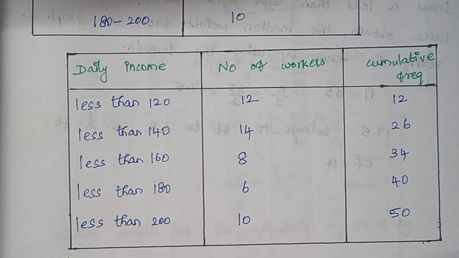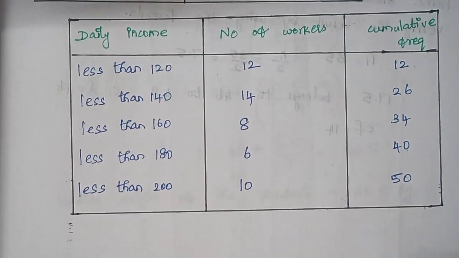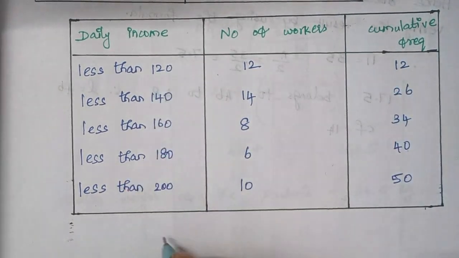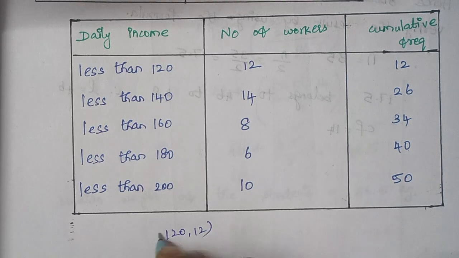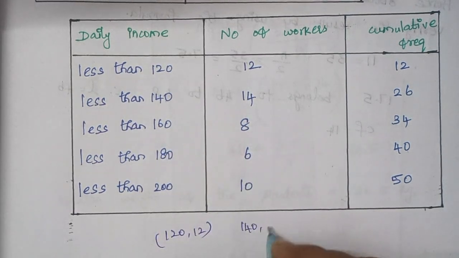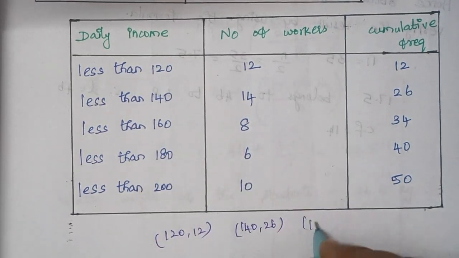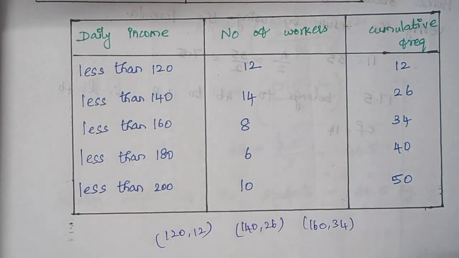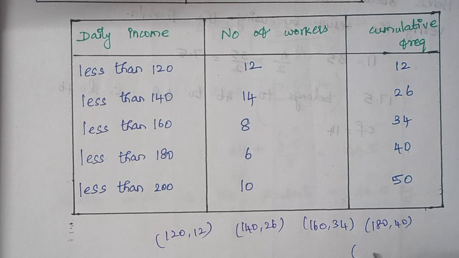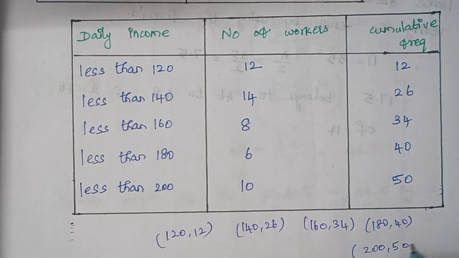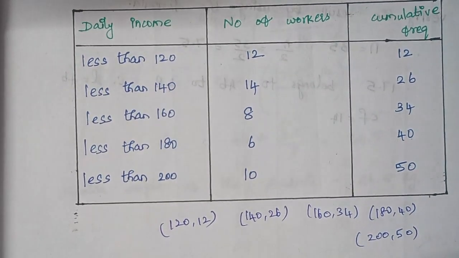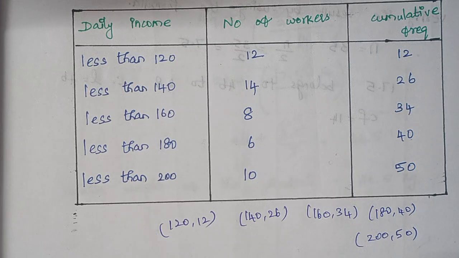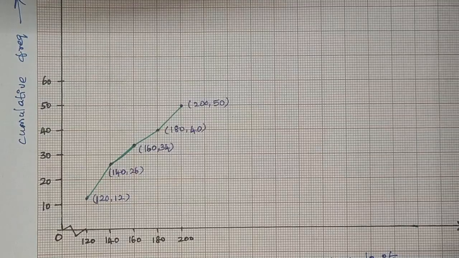Before drawing it in a graph sheet, if you want, you can write the values exactly. That is, we can write this as 120, 12. So it will be easy for you to plot. And the next is 140, 26. And the next is 160, 34. And 180, 40. And finally the last value is 200 with 50. So these are all the xy values. Now we are going to plot these values in a graph sheet.